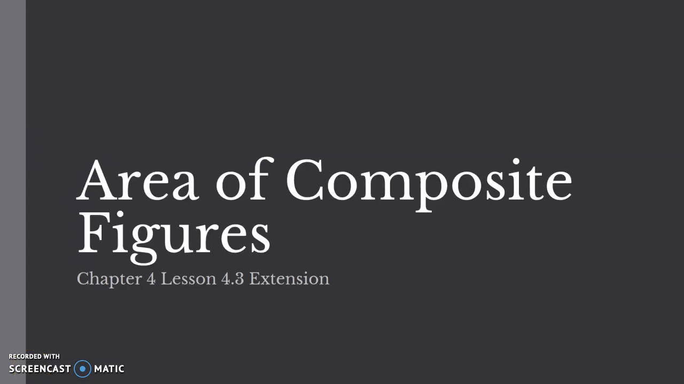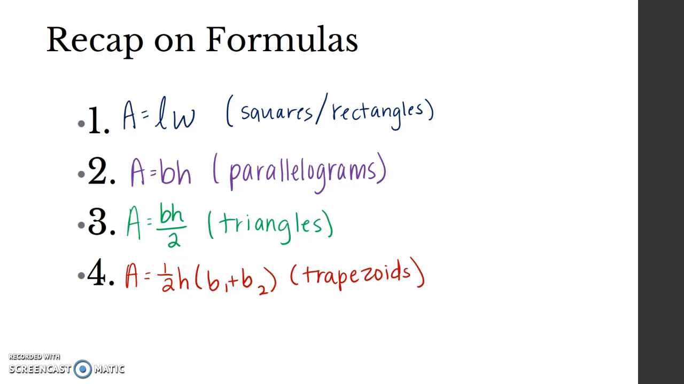In this video, we are going to cover how to calculate the area of composite figures. And remember, composite figures are figures that are made up of smaller shapes like triangles, squares, rectangles, trapezoids. While we are calculating this area, there are a few formulas that we may end up using, so I want to recap really quickly here.